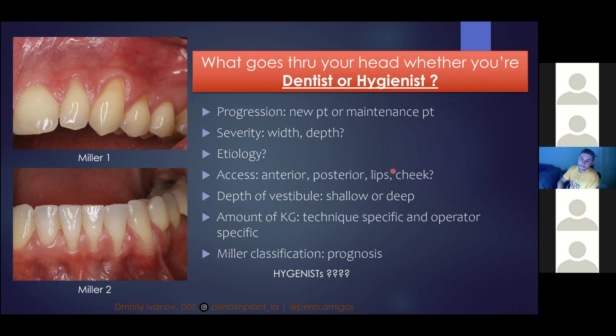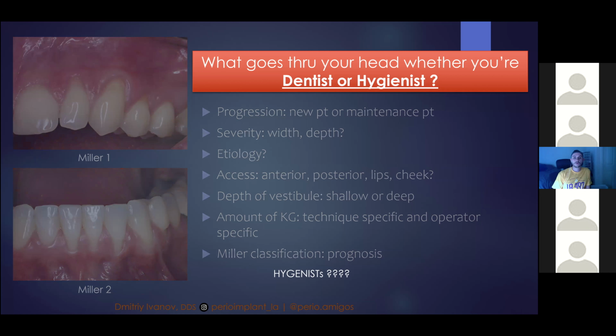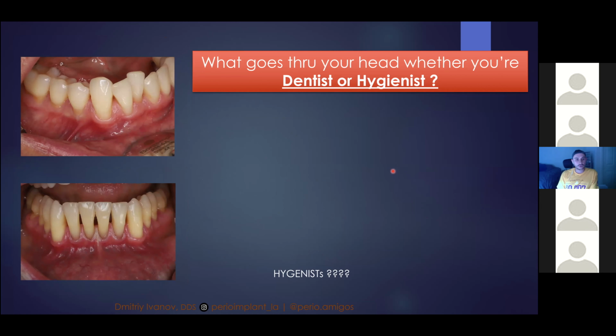So generally, Miller 1 and 2 are the defects that you want to treat because they are the most predictable in terms of complete root coverage, right? You can hopefully achieve 100% root coverage. What goes through your head when you get to these more severe cases? Well, maybe some of you will hopefully refer these cases to somebody like me or your local friendly periodontist, because these are more challenging cases.